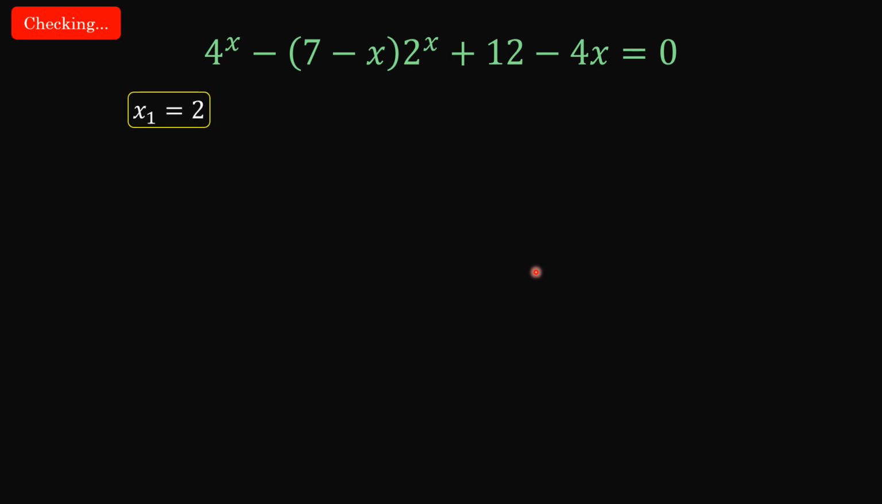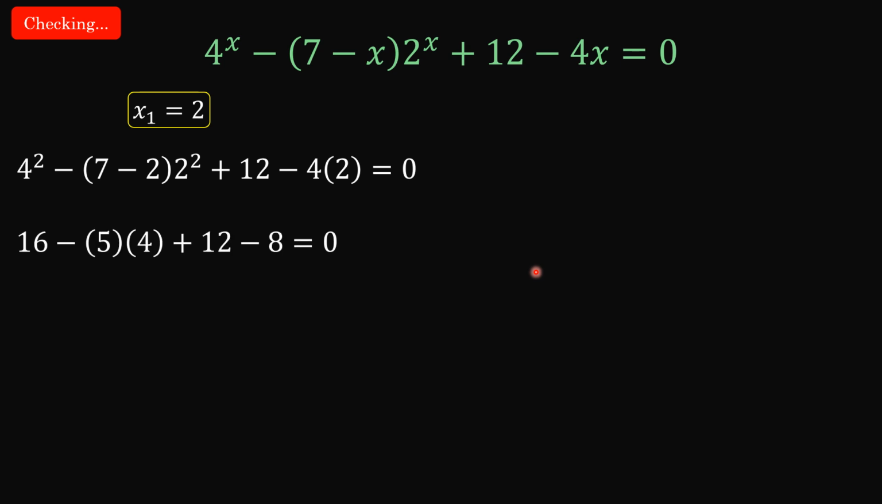So for x equals 2, which is our value of x1, replacing, we're going to have this one here, right? So we're going to have 16 minus 5 times 4 plus 12 minus 8, and then we're going to have this one. Just let's say that 16 minus 20, this is negative 12, right? Sorry. This is negative 4, and negative 4 plus 12, it's 8. 8 minus 8 is 0. So this is 0. 0 equals to 0.